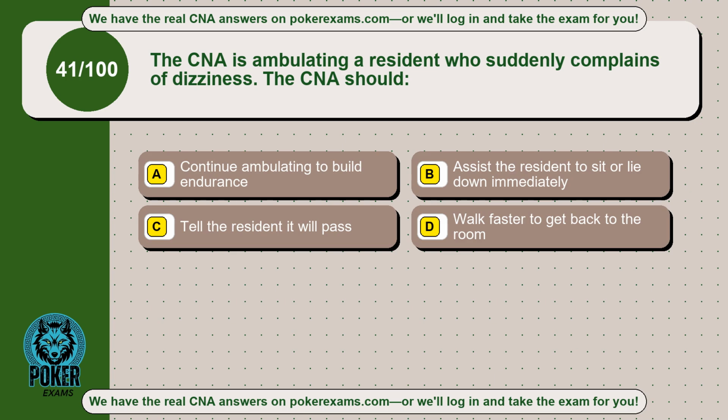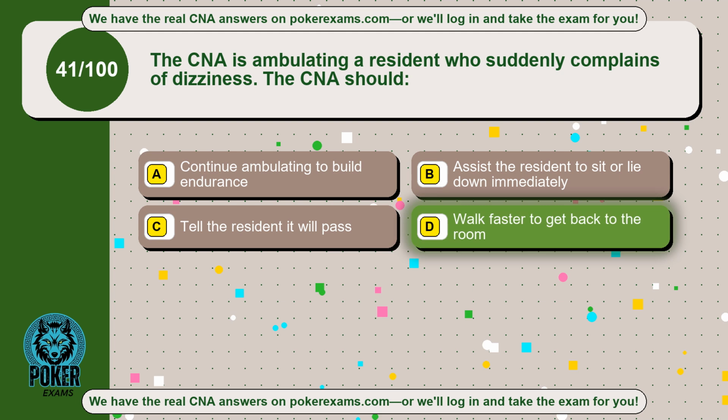Question 41. The CNA is ambulating a resident who suddenly complains of dizziness. The CNA should: Option A, continue ambulating to build endurance. Option B, assist the resident to sit or lie down immediately. Option C, tell the resident it will pass. Option D, walk faster to get back to the room.